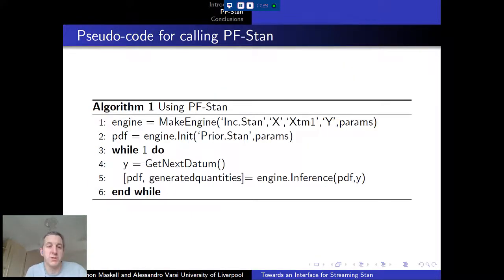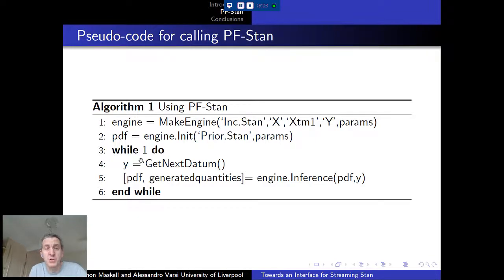So what we do is this is the pseudocode for using the thing. We start off by saying we're going to make an engine. We're going to give it an incremental posterior Stan file. We're going to tell it that x, x_t minus 1 and y are x_t minus 1 and y_t, and we're going to give it some parameters. We're then going to initialize the PDF by essentially drawing samples from prior.stan. They actually will generate weighted samples, so that's not so important.